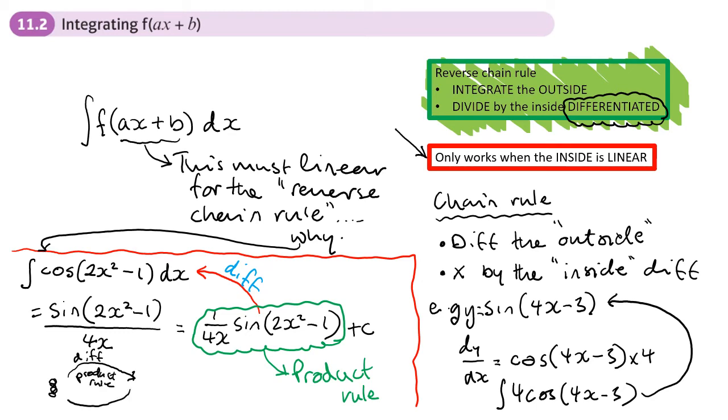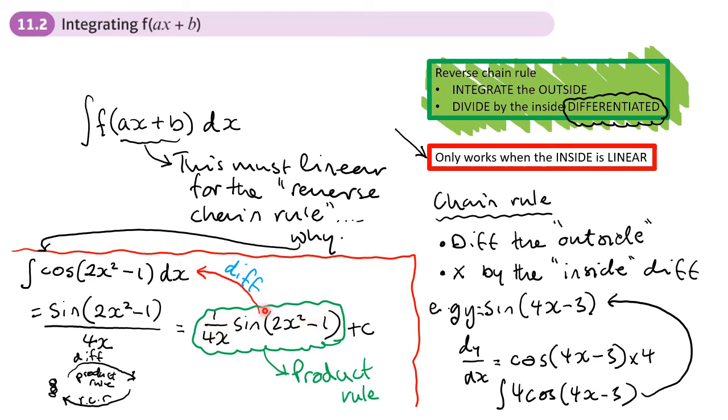So to get back there, I can't use the reverse chain rule. It doesn't work. So the inside of the bracket must be linear. If it's non-linear, you end up with a product, and if you differentiate and go back to where you started, you should get back to where you start, but you won't, because you would have used the product rule here to differentiate this, not the chain rule.